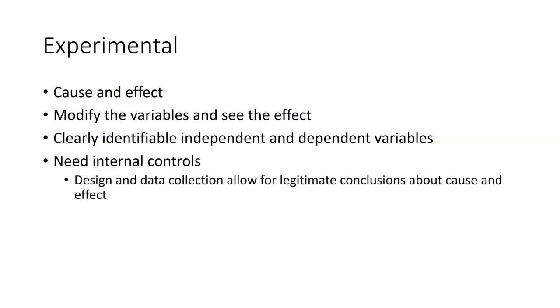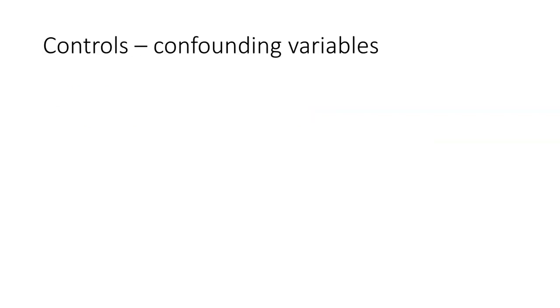The design and data collection allow for legitimate conclusions about cause and effect. If you don't have internal controls, you can't make a legitimate conclusion about cause and effect because you really don't know. So when you do this, you need to make sure that you've got proper controls in here. Control. Now, notice it says confounding variables.